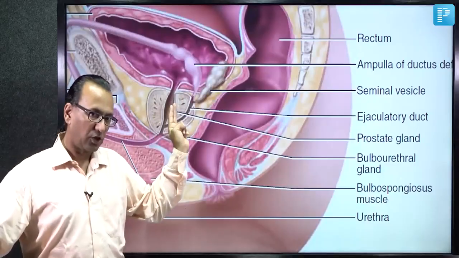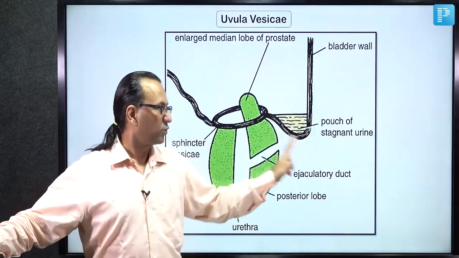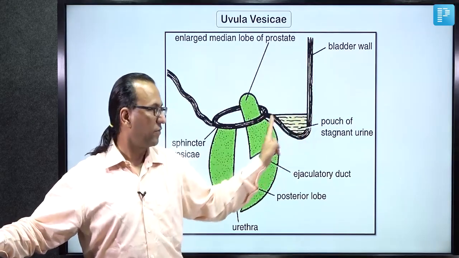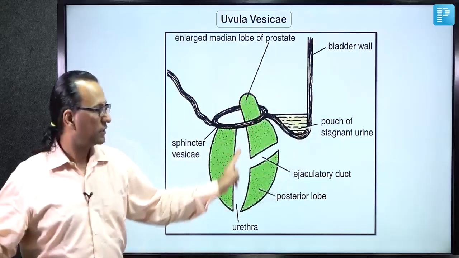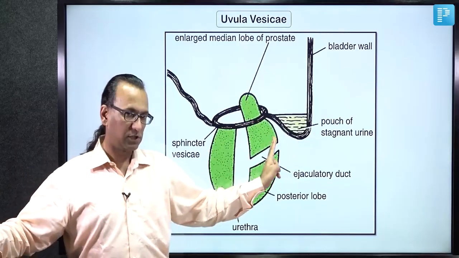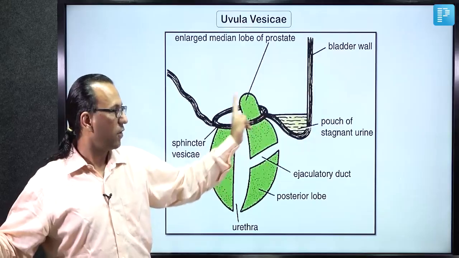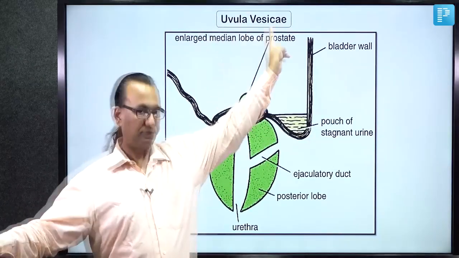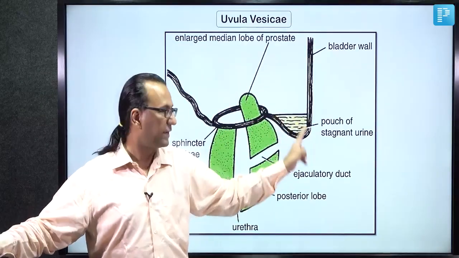Now let us look at a case of BPH. This is an elderly patient presenting to us with retention of urine or incomplete evacuation of urine. There is a bladder outlet obstruction because there is a medial lobe hypertrophy called benign prostatic hypertrophy, and a tongue-like projection is going into the urinary bladder called uvula vesicae. Because of that, there is a bladder outlet obstruction. The urine cannot evacuate completely.